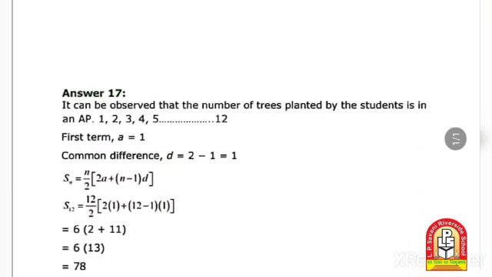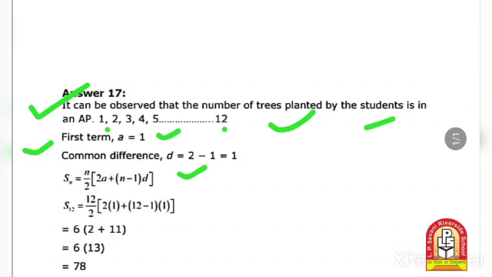Let's see. Answer number 17. It can be observed that the number of trees planted by the students is an arithmetic progression: 1, 2, 3, 4, 5 up to 12. So the first term a is equal to 1, d is equal to 2 minus 1, that is 1. So Sn is equal to n by 2 in the bracket 2a plus n minus 1 into d. So n is equal to 12 over here.